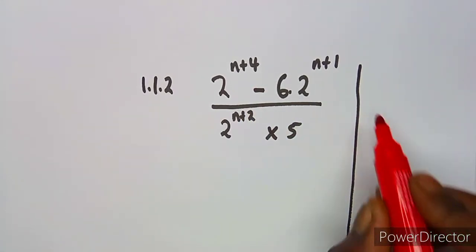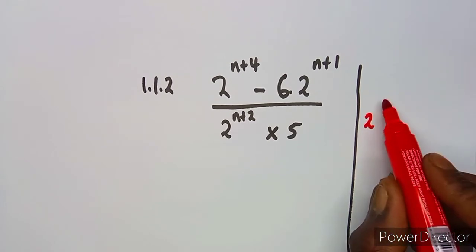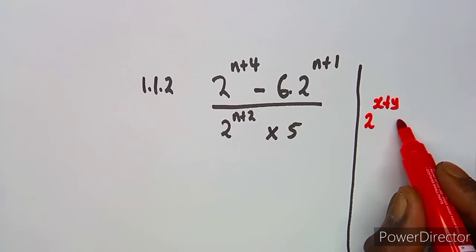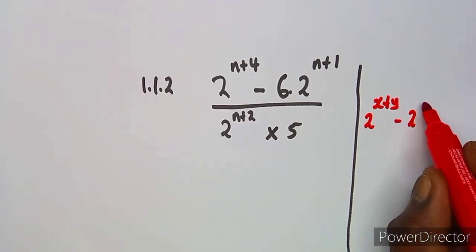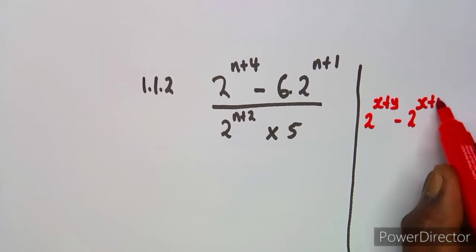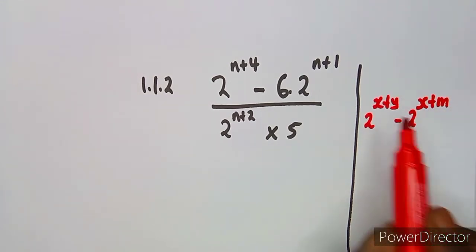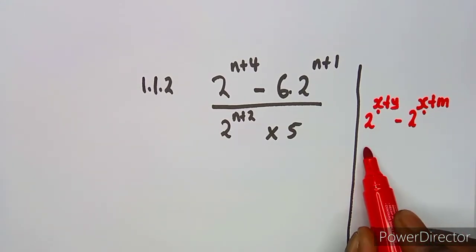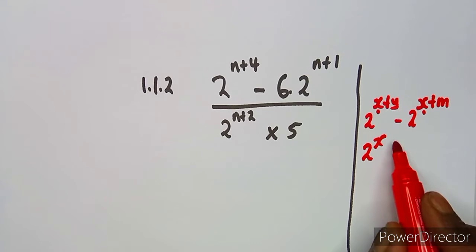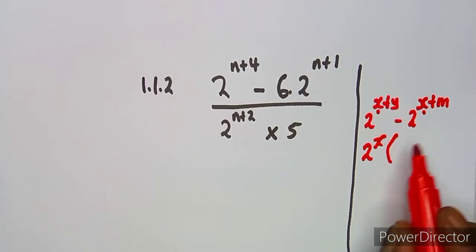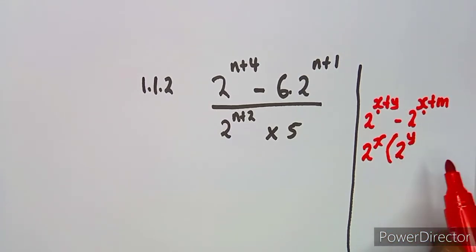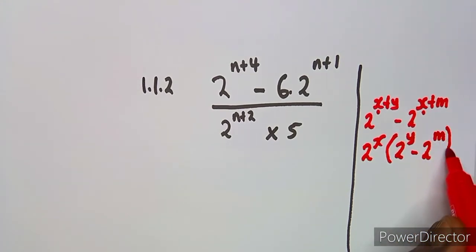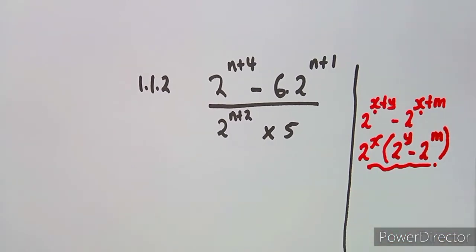Let me just write it this way. 2 to the exponent of x plus y, which is added or subtracted to 2 to the exponent of x plus m. As you can see, we've got x here, we've got x here. You can factor out 2 to the exponent of x and remain with 2 to the exponent of y minus 2 to the exponent of m. So this is the concept that you can use there.